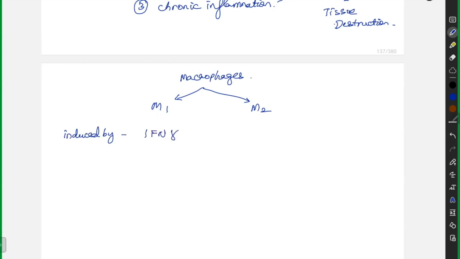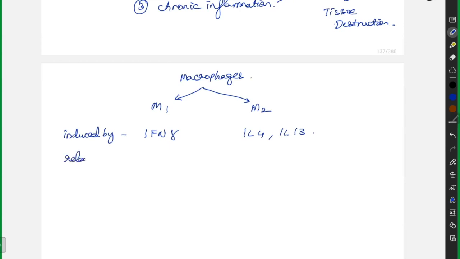Macrophages are basically of 2 types. They are divided into classically activated macrophages, otherwise called M1, and alternatively activated macrophages, or M2. M1 is induced by interferon gamma, whereas alternatively activated macrophages are induced by interleukin 4 and interleukin 13.